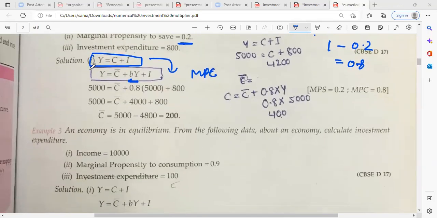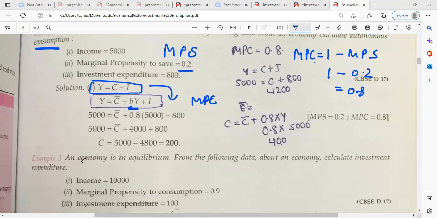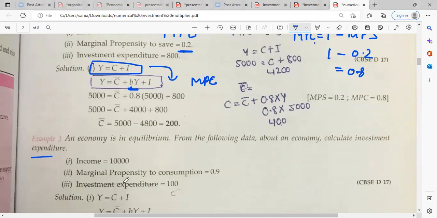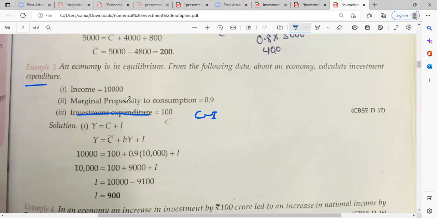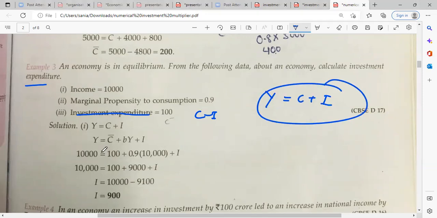Now coming to the next question. Over here, an economy is in equilibrium. From the following data, you have to calculate investment expenditure. But by mistake, they just gave you this. This is consumption expenditure basically, right? So income is given, marginal propensity to consume. Again, you are getting a marginal propensity to consume, so definitely you cannot use the simple formula, right? So again, you have to switch to this formula.